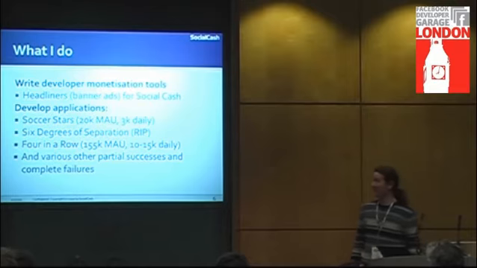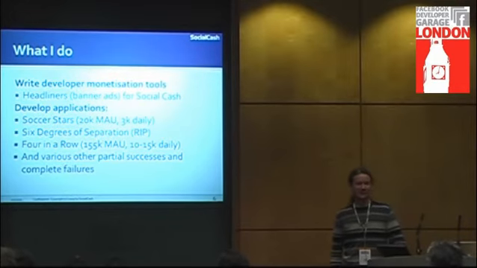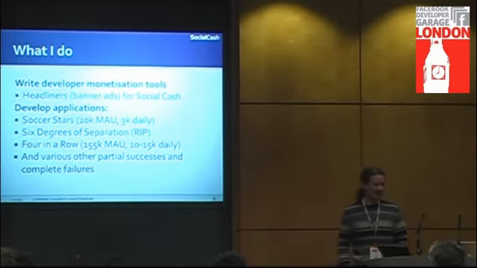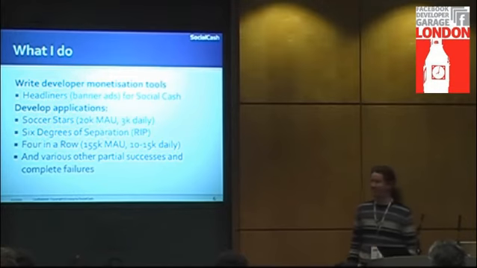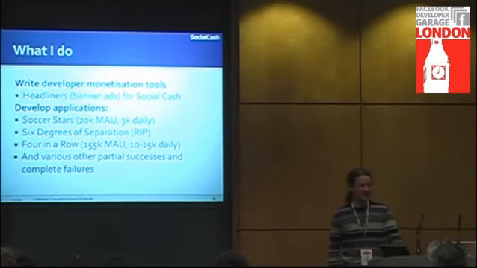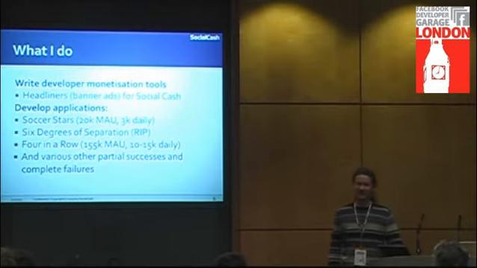So what I do, I write developer monetization tools for social cash, headliners, the banner ads. So I see a lot of developers making good money out of their apps. I also develop applications. I developed Soccer Stars earlier this year, at about 20,000 monthly active users and about 3,000 daily. Six Degrees of Separation was shut down after two years in July because of storing all of Facebook's data, and they didn't like that very much.